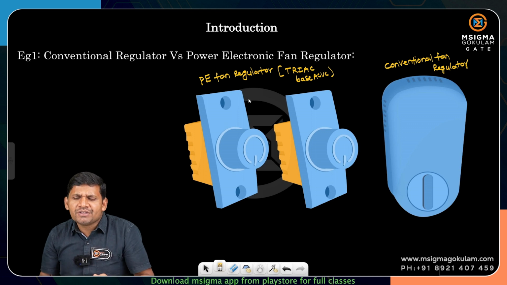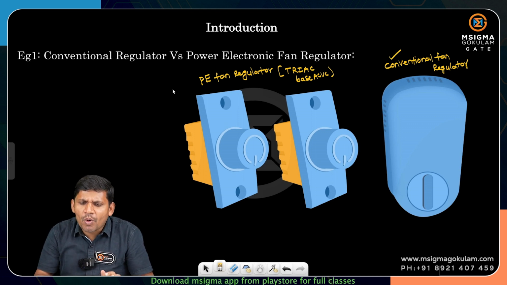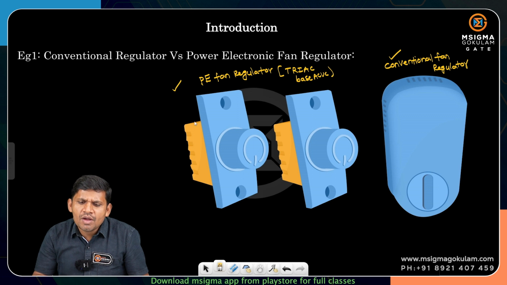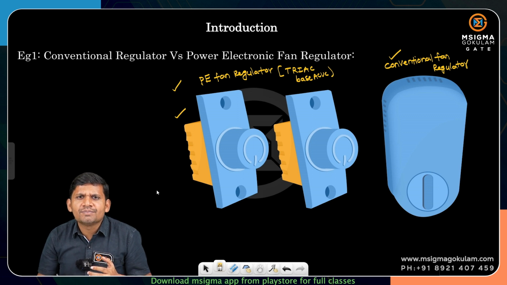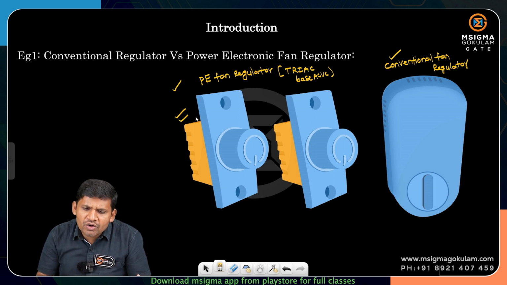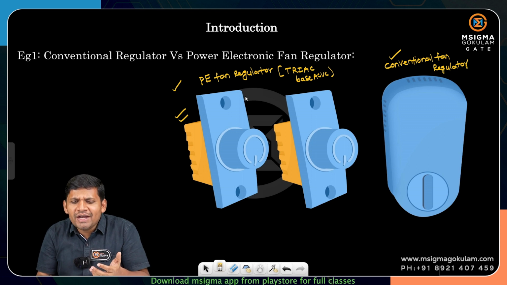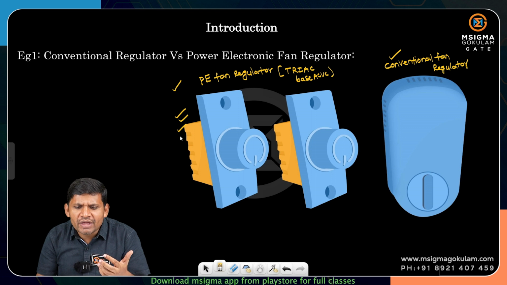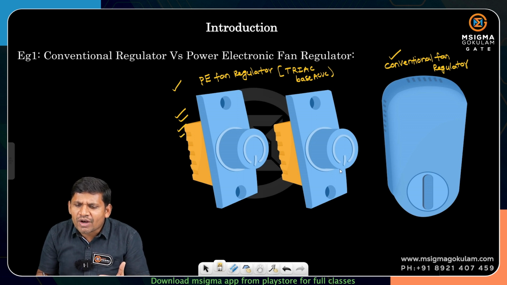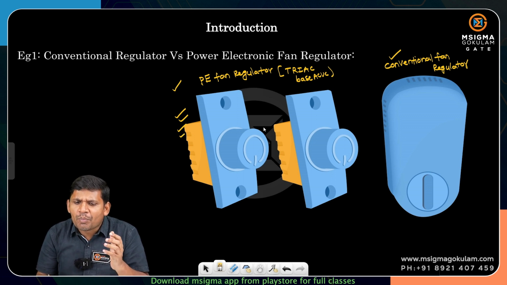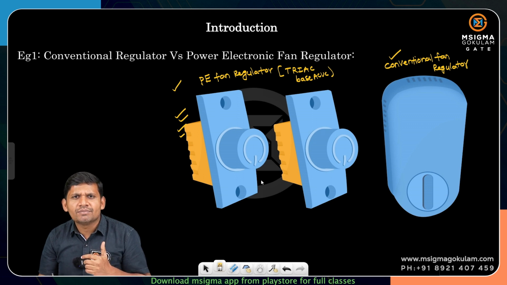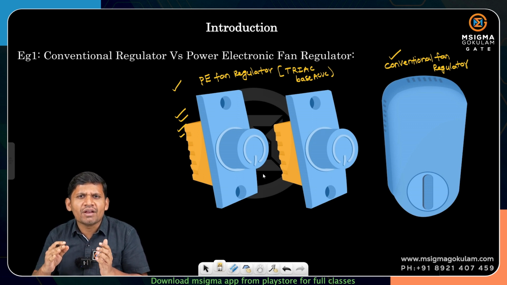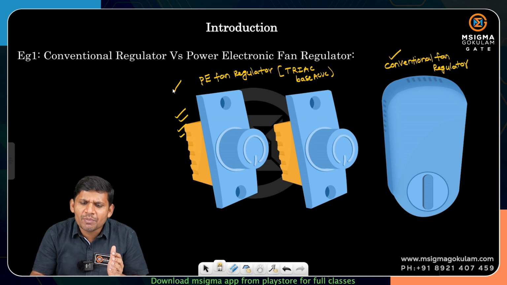See these two for comparison. This is the conventional circuit, this is the power electronic circuit. Which is less size? The power electronic circuit is very less size. Which is less weight? The power electronic circuit is less weight. If you operate this regulator 24 hours, heat dissipation is negligible, so less temperature rise, less cooling requirements. That's why this is one of the simple examples of a power electronic circuit, the fan regulator. See the difference: less size, less weight, high efficiency, all satisfied by the power electronic circuit.